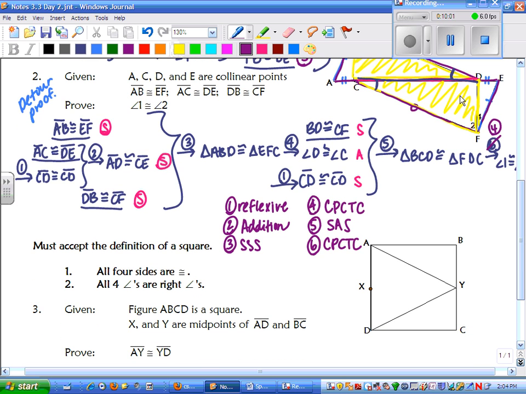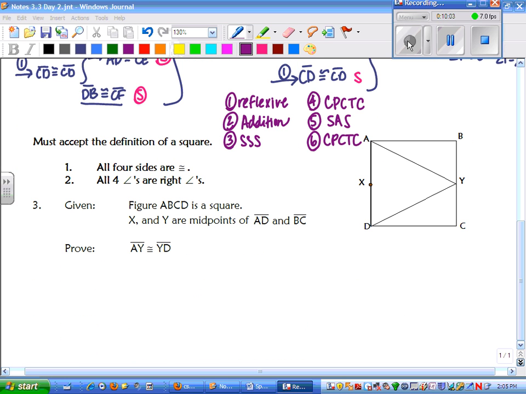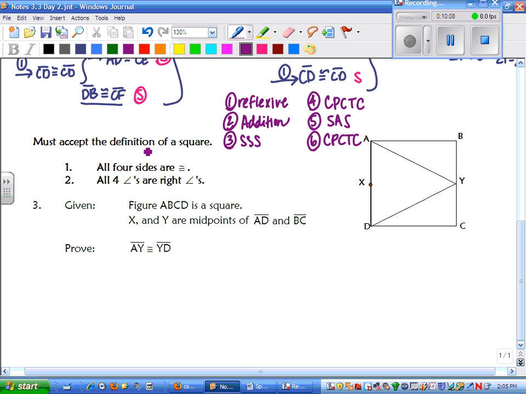On to the last one, number 3. Okay, this one's much shorter than the last one. It's only 4 steps. Before we get into it, we have to know what the definition of a square is, because a square is given. So we're going to use that reason, def of square. A square gives us that all 4 sides are congruent and that there's 4 right angles in the picture. So we want to prove AY is congruent to YD. So it looks like we need these 2 triangles congruent before we do that. And then we can say from CPCTC that the parts will also be congruent.